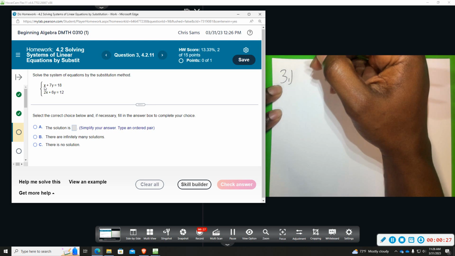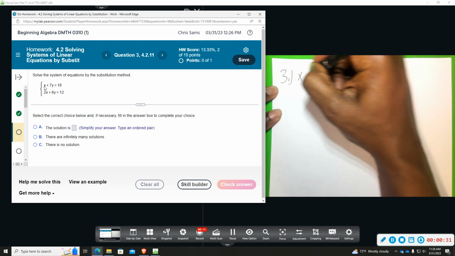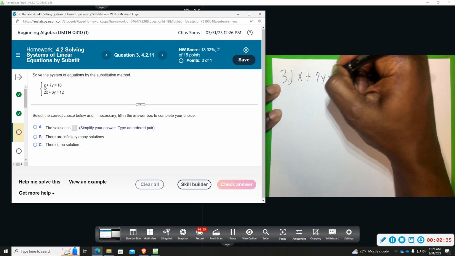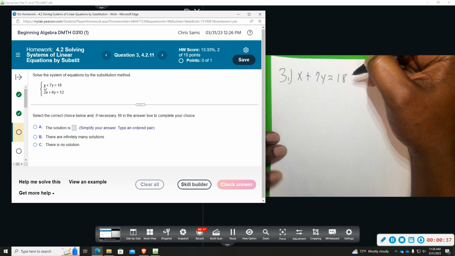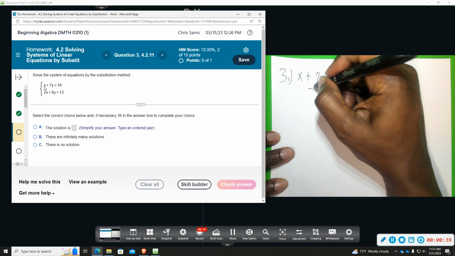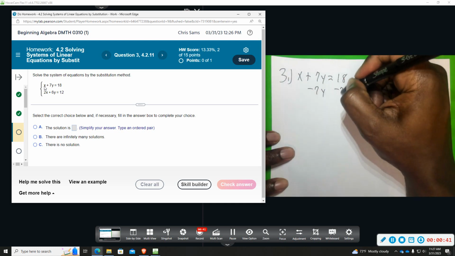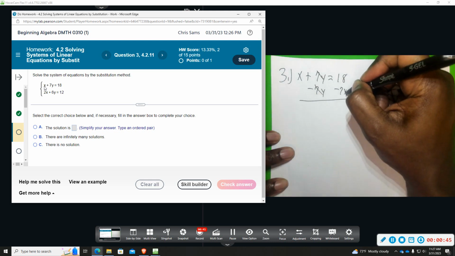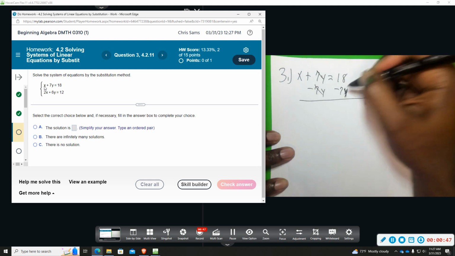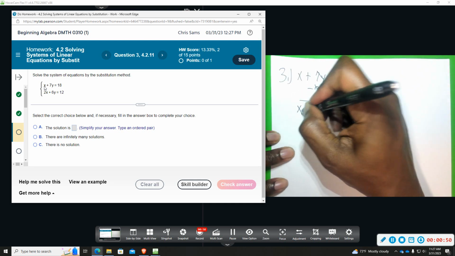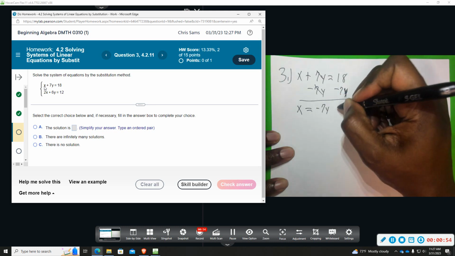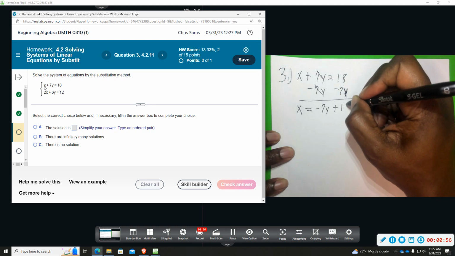So I have x plus 7y equals 18. All right, so I'm going to subtract 7y from both sides. Make sure that looks like a y. That's going to leave me with x equals negative 7y plus 18.